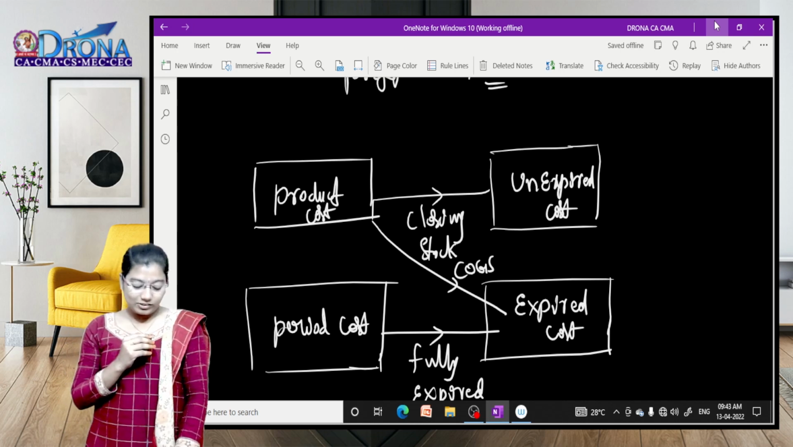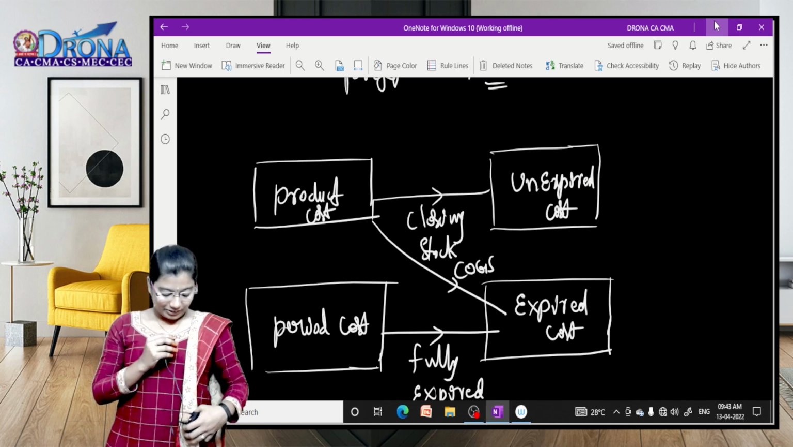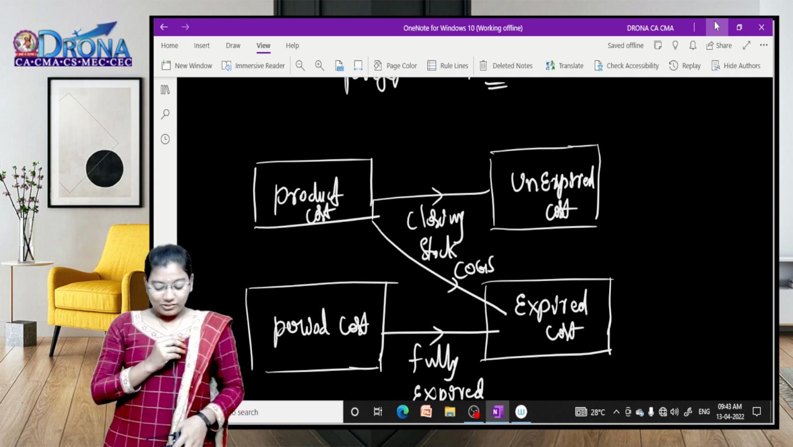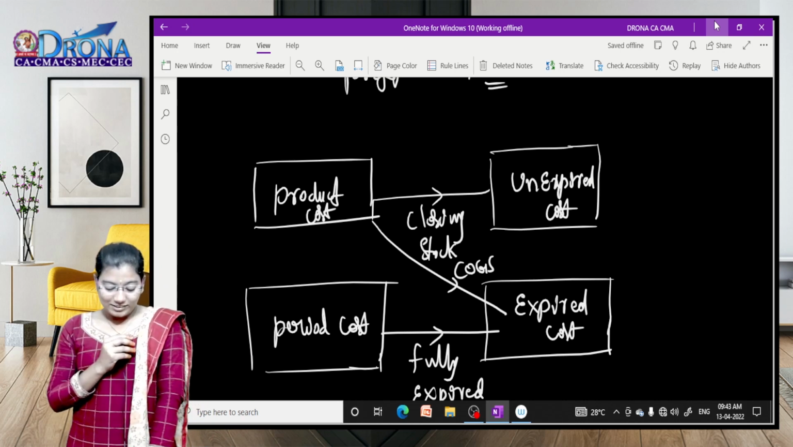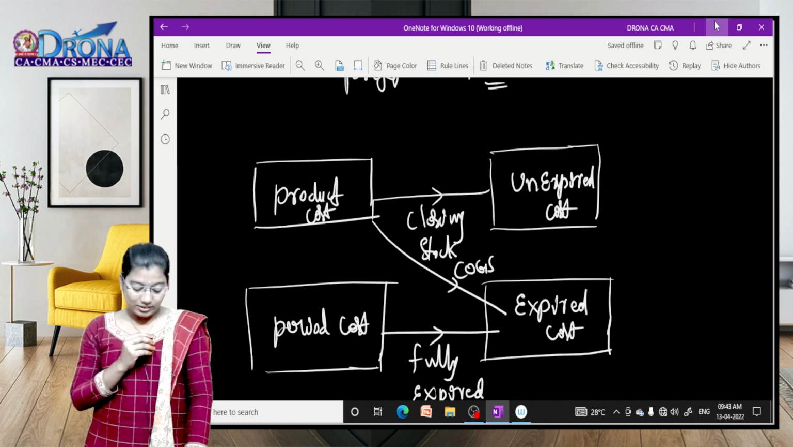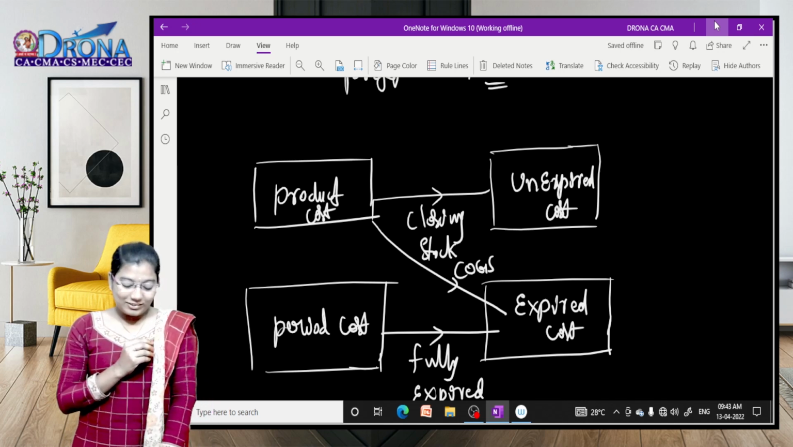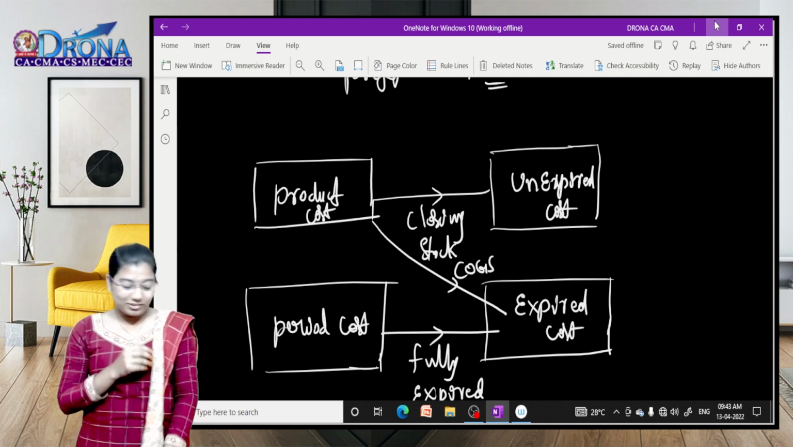Expired cost and unexpired cost, manufacturing and selling and distribution costs, product cost, period cost, unit cost and job cost. Decision making: variable cost, fixed cost and semi-variable cost, opportunity cost and sunk cost. Controllable cost and uncontrollable cost.